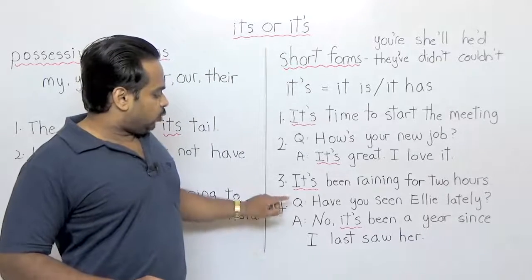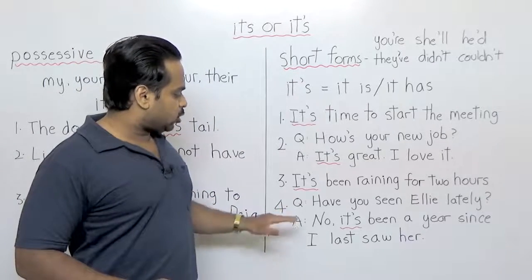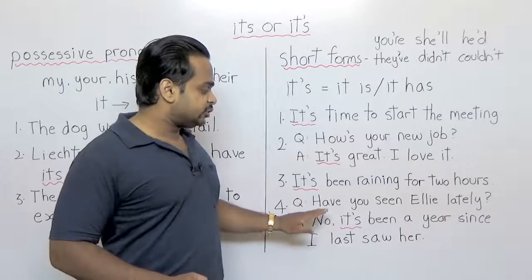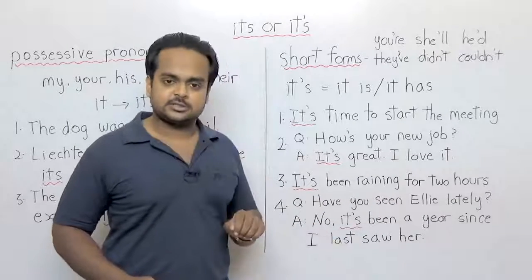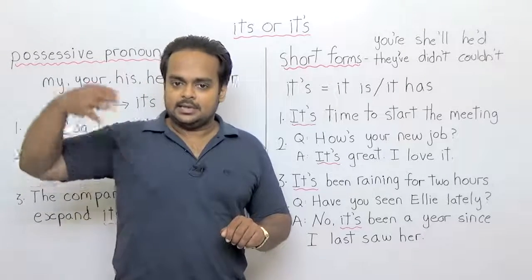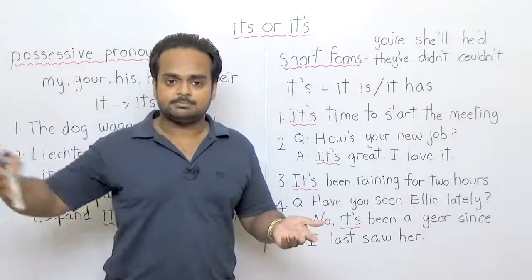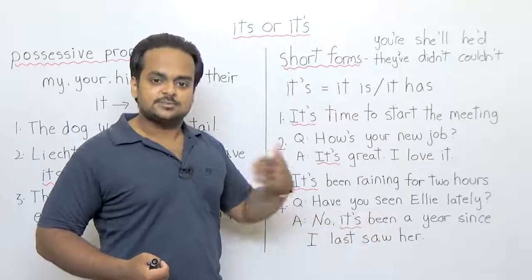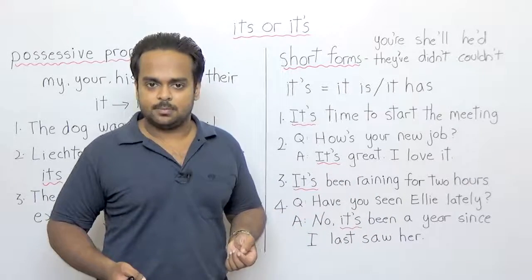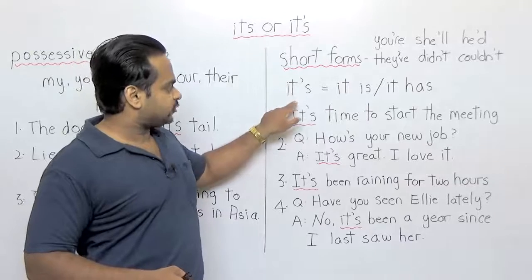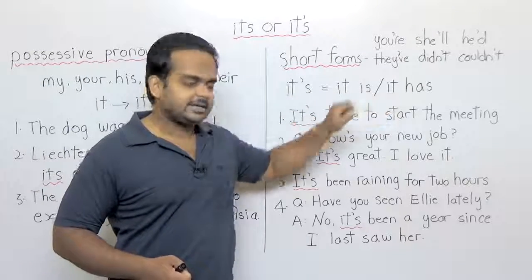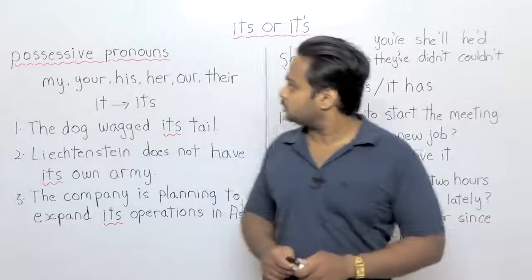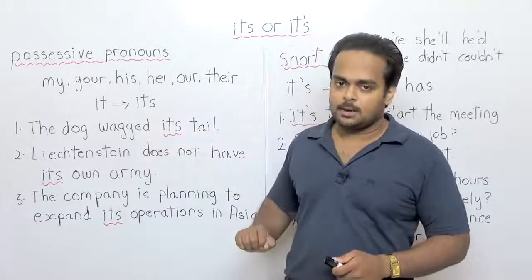In our final example, once again, we have a question and answer. The question is, have you seen Ellie lately? And the answer is no, it's been a year since I last saw her. So I saw Ellie a year ago, and after that time, I have not seen Ellie. So I'm saying it has been a year, or it's been a year since I last saw her. So when you have it's with the apostrophe, it can be it is or it has, depending on the meaning in the sentence. Let's now talk about it's without the apostrophe.